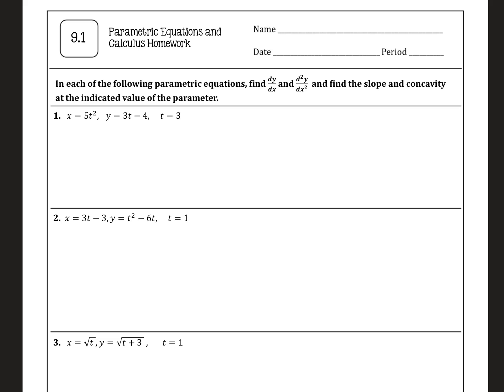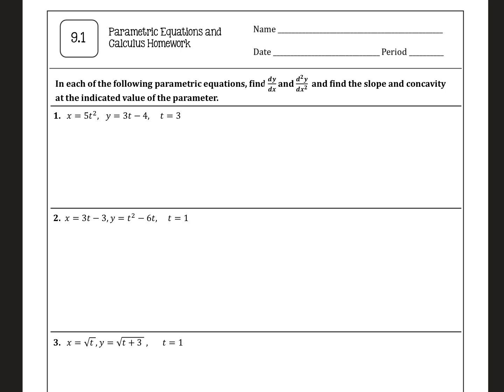All right, this is for the first homework assignment in the parametric chapter, and I'm doing the notes and the homework kind of at the same time to save a little bit of time because we've lost so much this year from snow. So the first thing it wants us to find is dy/dx.